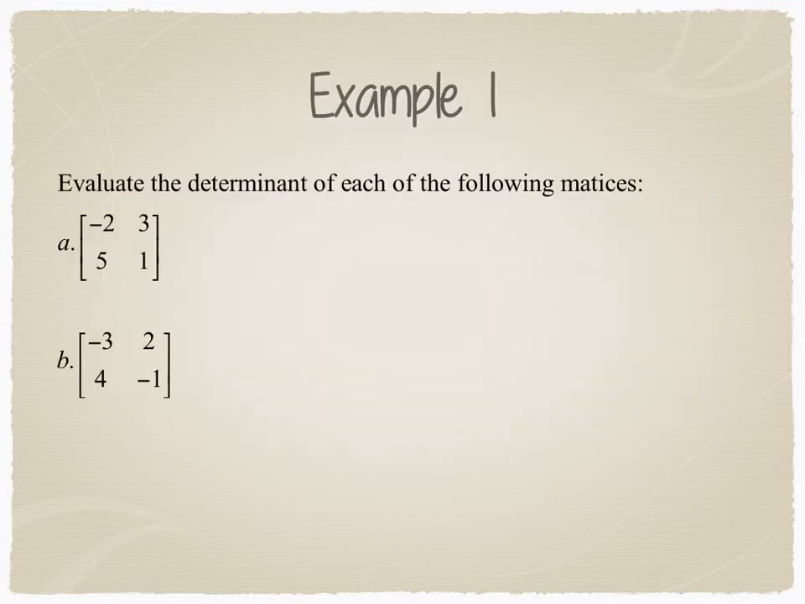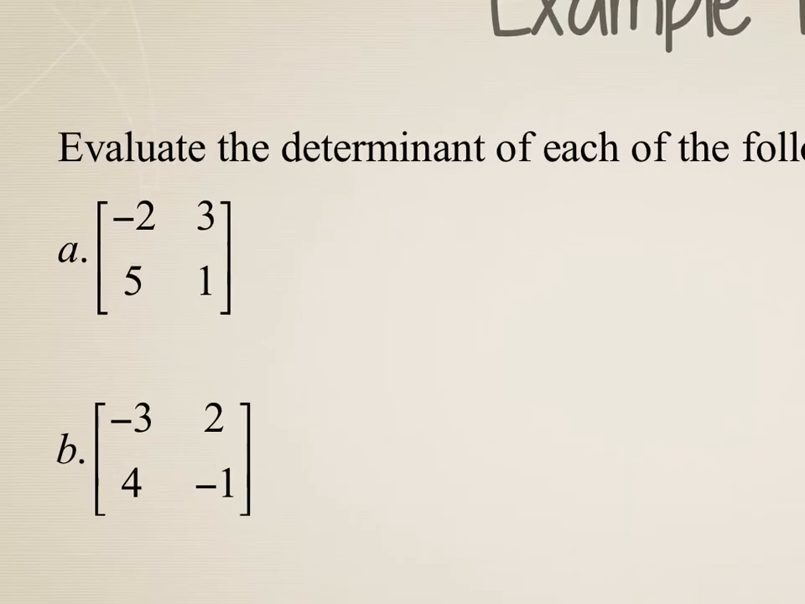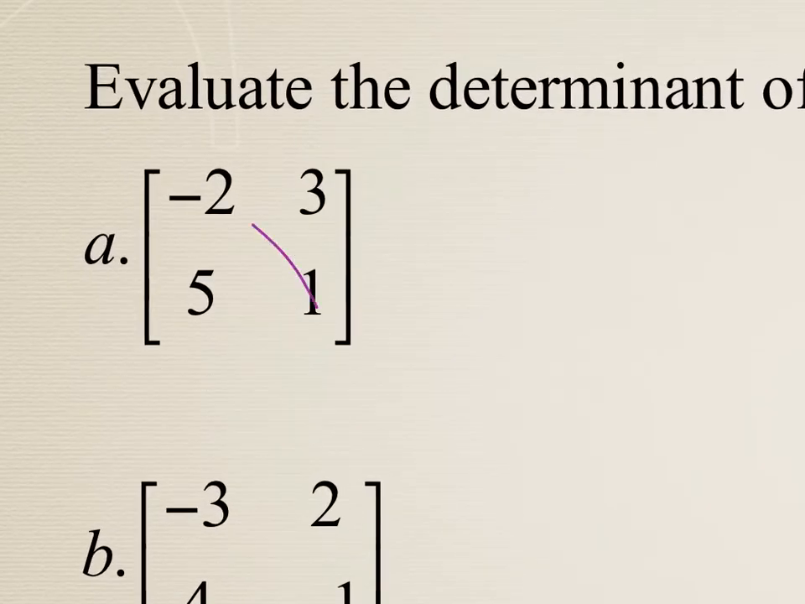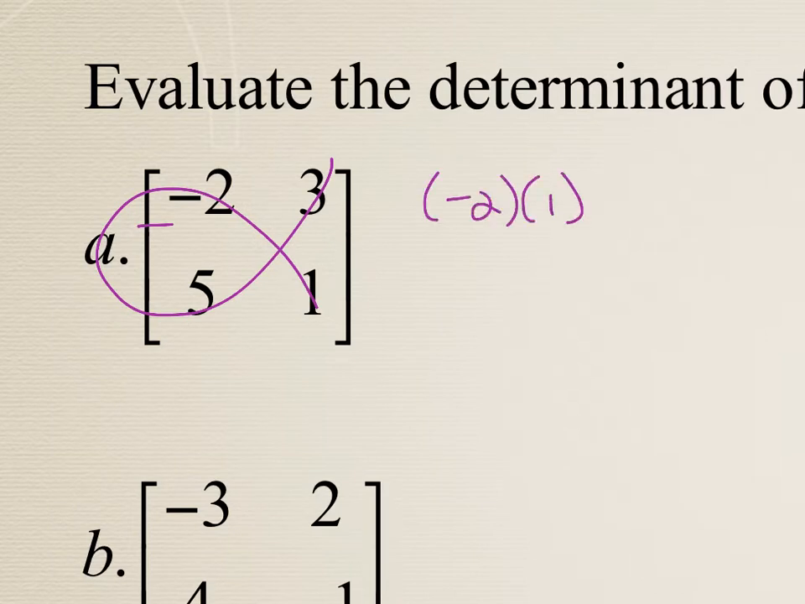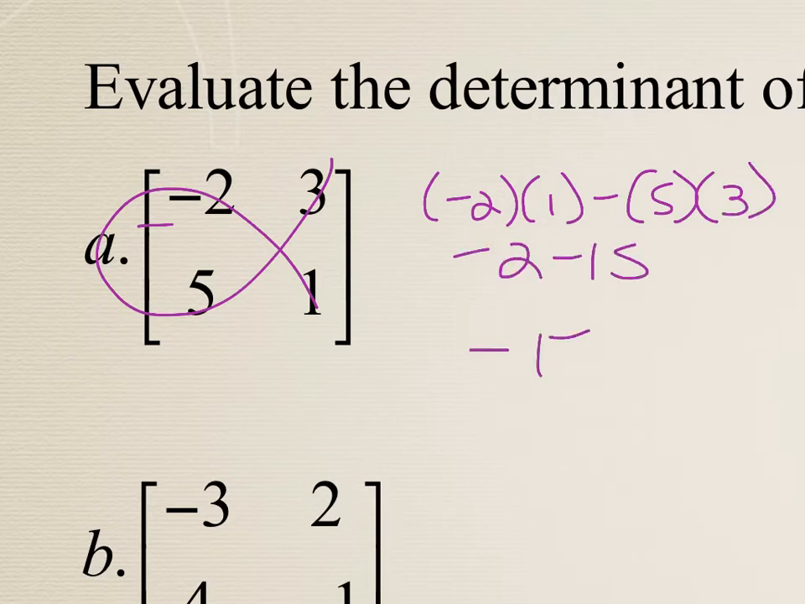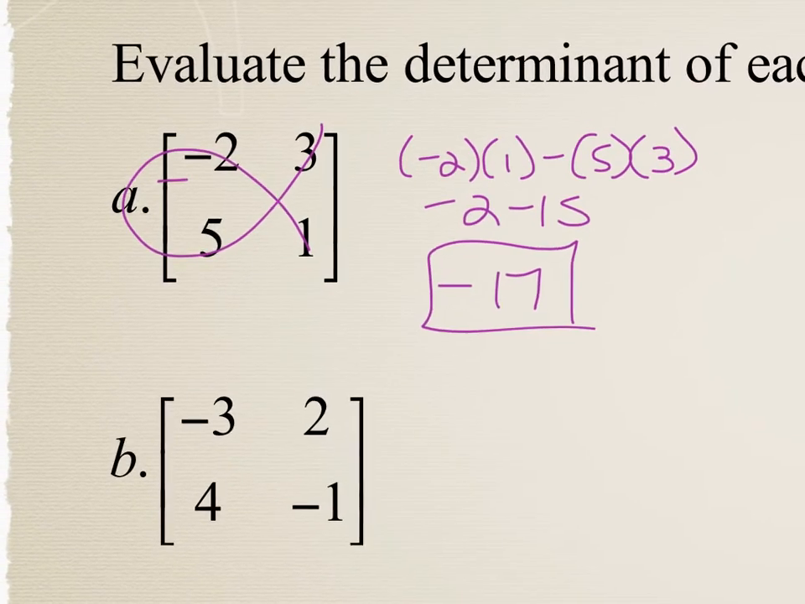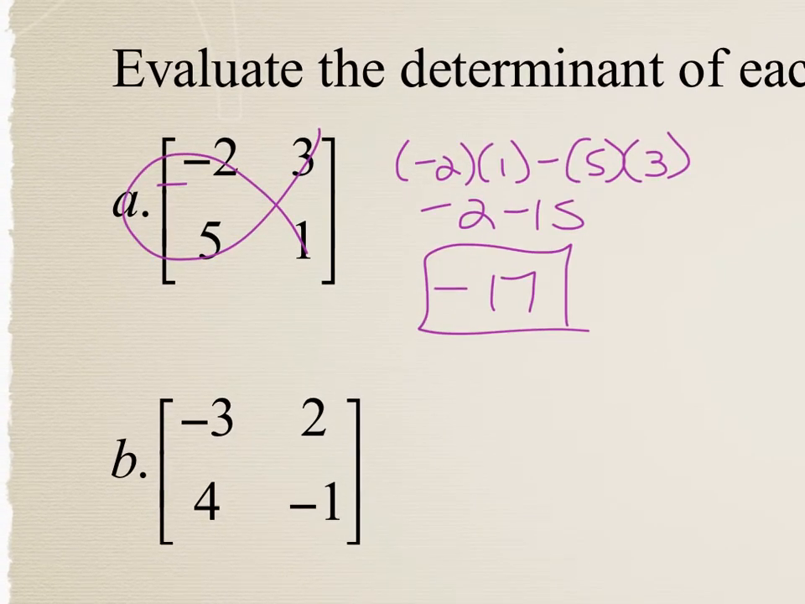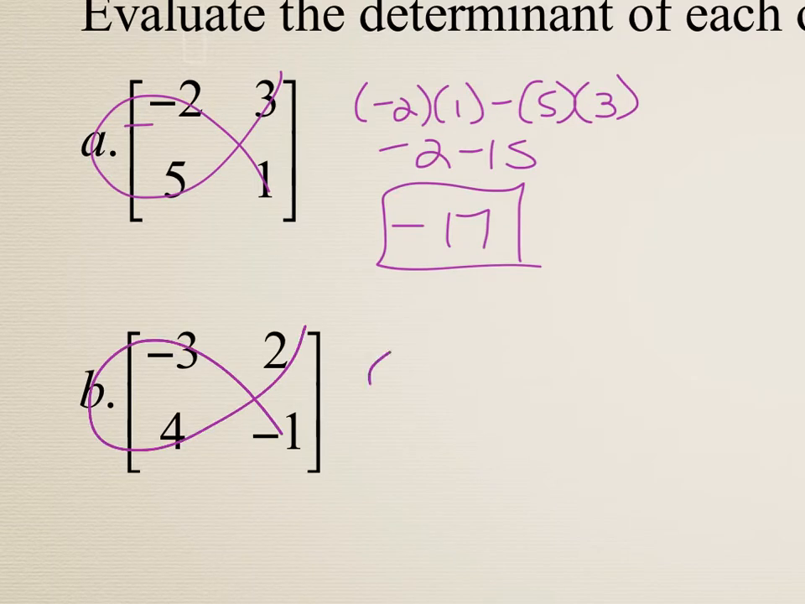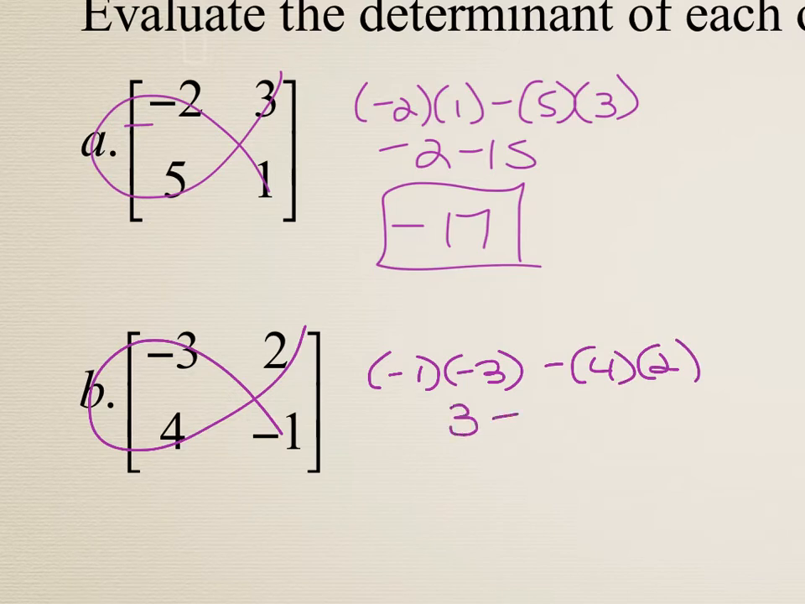So it'll just say find the value of the determinant of each of the following matrices. For the first one, I'm going to go in order: negative 2 times 1 minus 5 times 3. And I get negative 2 minus 15, which is negative 17. For determinant, that's all you need to do. So this is not the inverse. For B, same thing: negative 1 times negative 3 minus 4 times 2. And I get 3 minus 8, which is negative 5. Easy stuff, right?